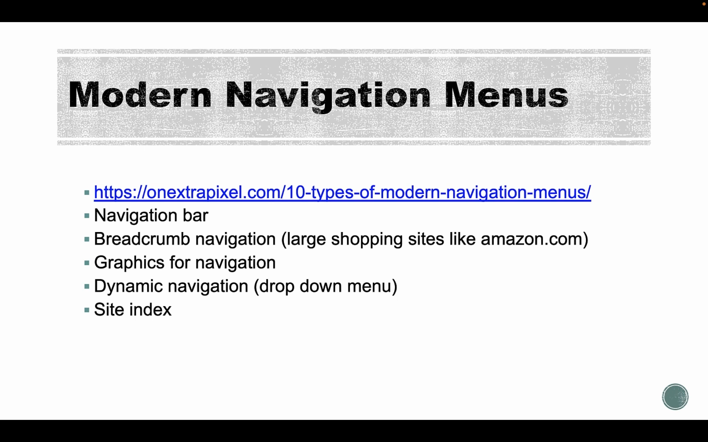But some things to know about would be having your navigation bar. That would just be your horizontal or your vertical navigation bar. If it's horizontal, it's usually in the top right corner. And if it's vertical, a lot of times it'll be on the left side. And we'll get into a little bit of why that is. Another type of navigation would be breadcrumb navigation.